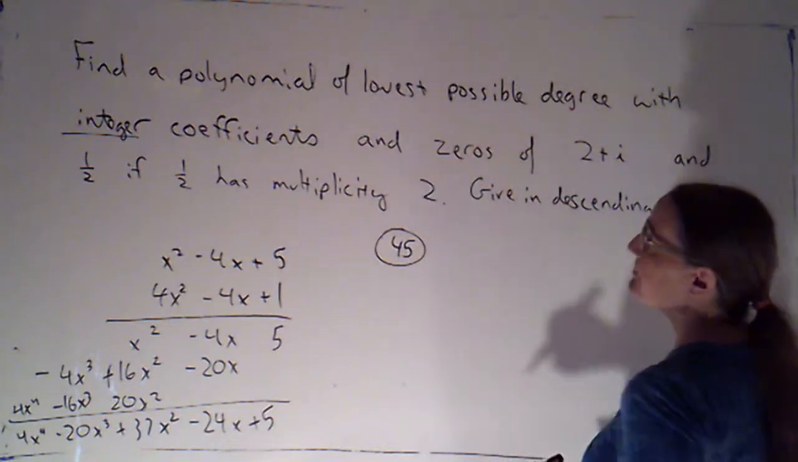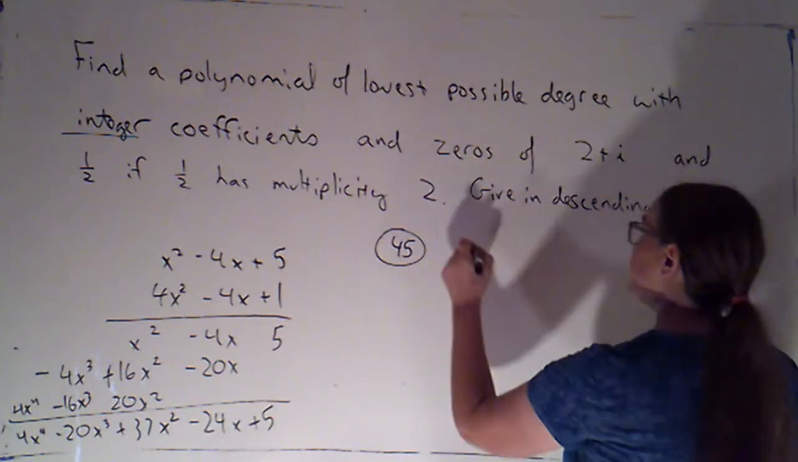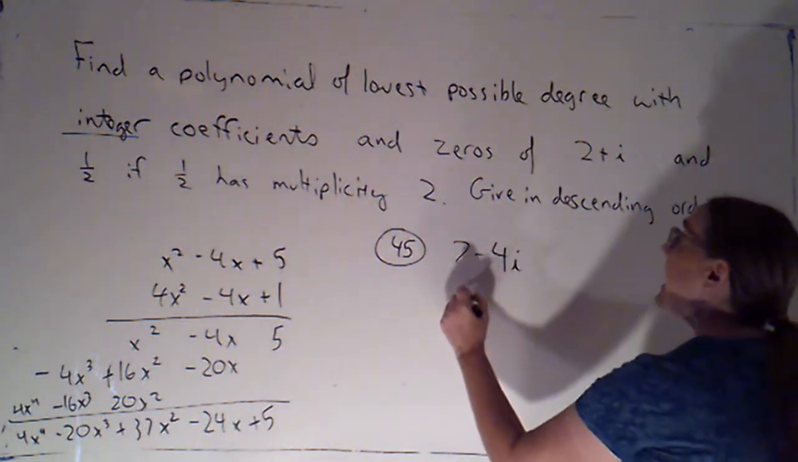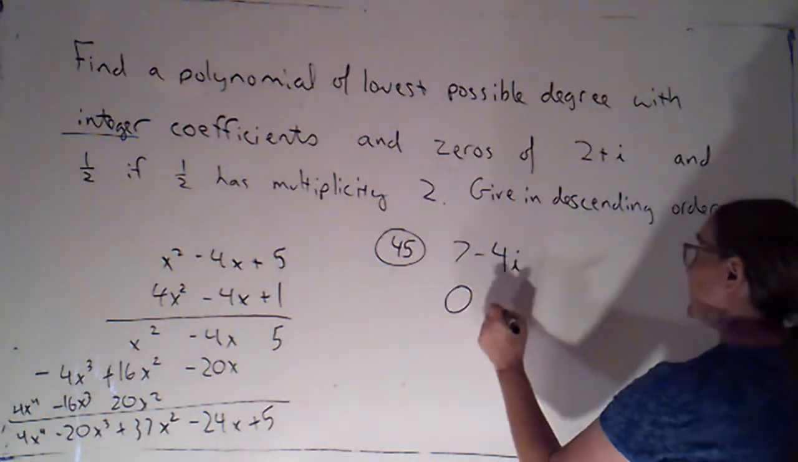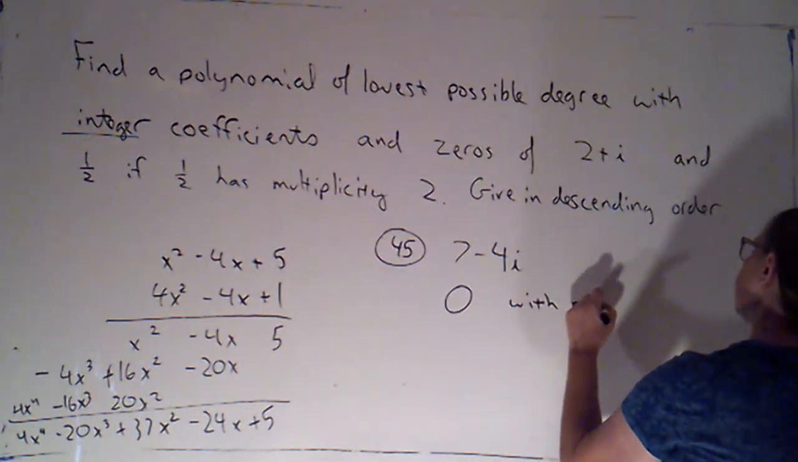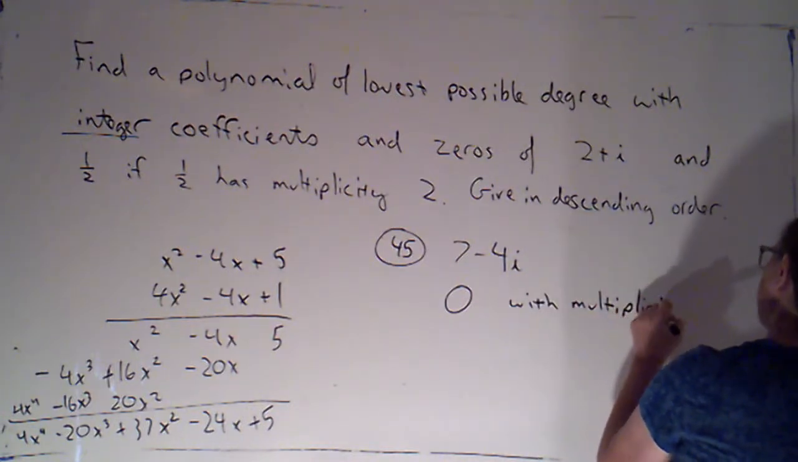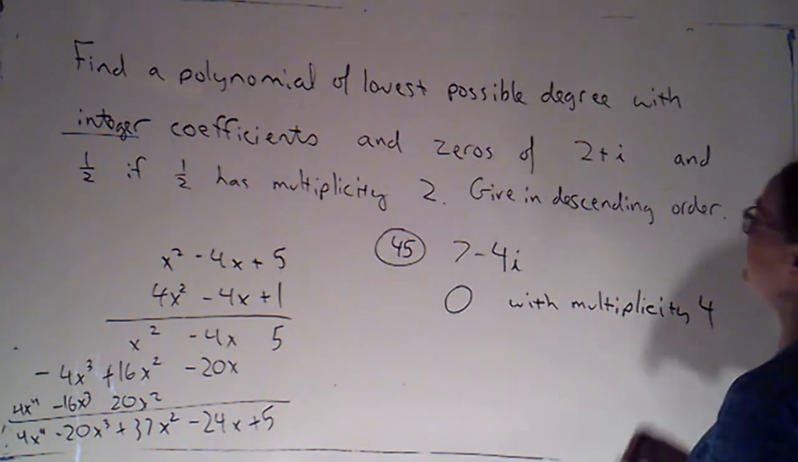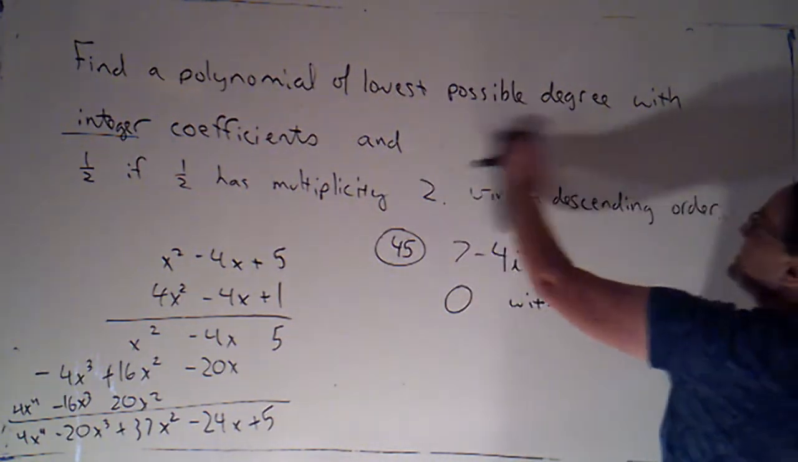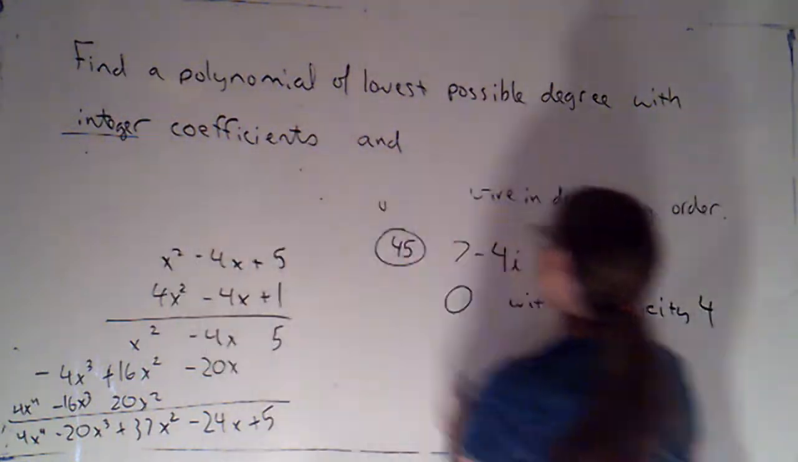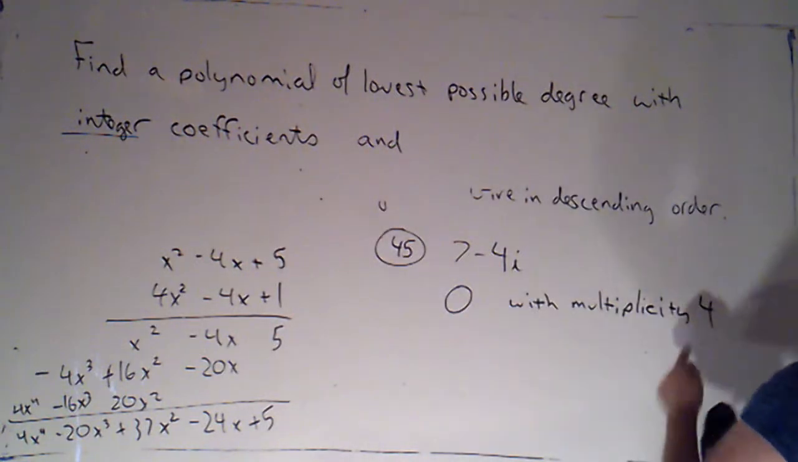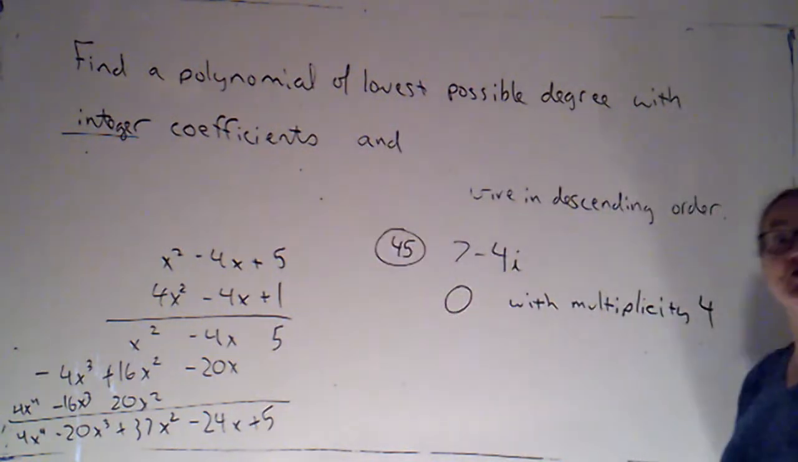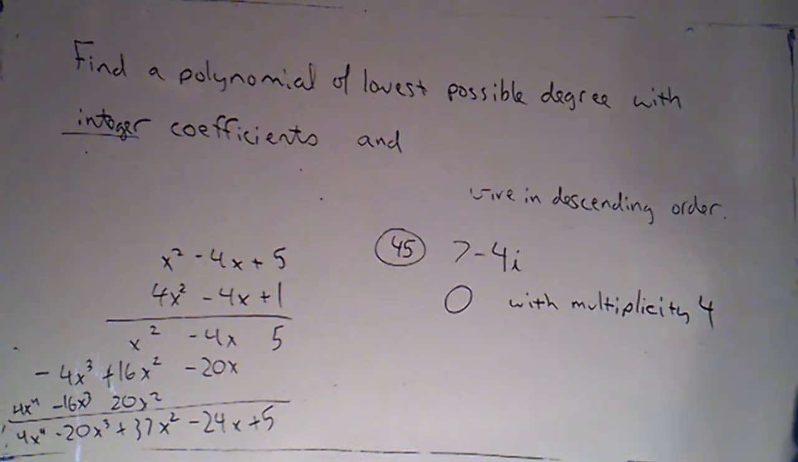So same setup here. I'm just going to change the zeros. You're going to have 7 minus 4i is a 0, and 0 is a 0, and it's going to have multiplicity 4. Okay, so same basic directions, except I'm changing what the zeros are. So the zeros are 7 minus 4i, and 0 with a multiplicity of 4. See if you can find that, and then tune back in, and we'll go over that together.